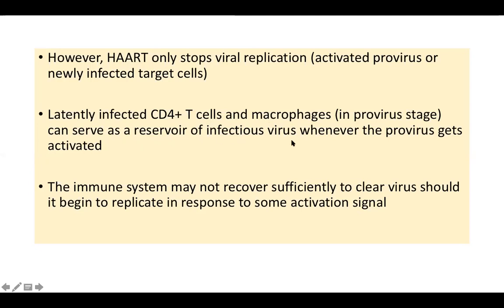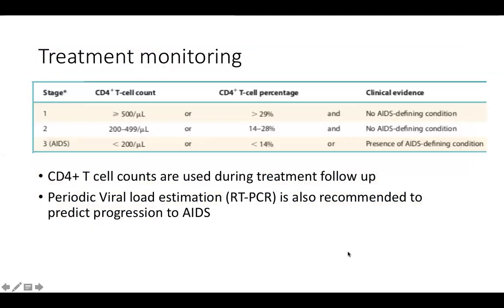So they are a reservoir and they can produce infectious virus particles whenever they get activated. Also, the immune system may not sufficiently recover to clear the virus whenever it starts replicating. So whenever it starts replicating, the immune system will again be a victim to it. So it is not really going to help eradicate. You can just remember that eradication so far has not been achieved. Treatment monitoring, like I told, is done using CD4 cell counts. Also, periodic viral load estimation by RT-PCR can be done. So stage 1, more than generally, this is the staging of HIV.